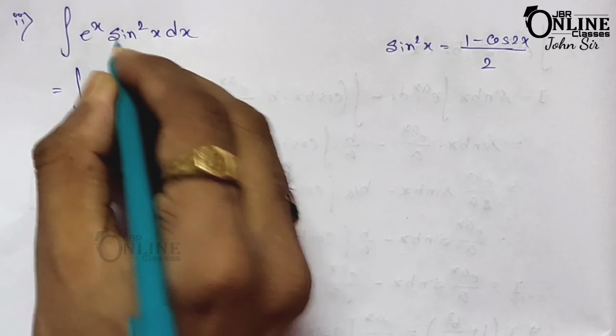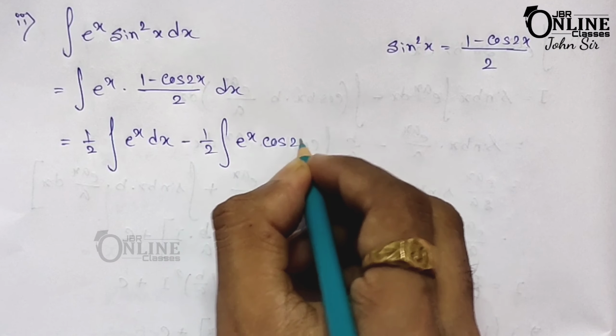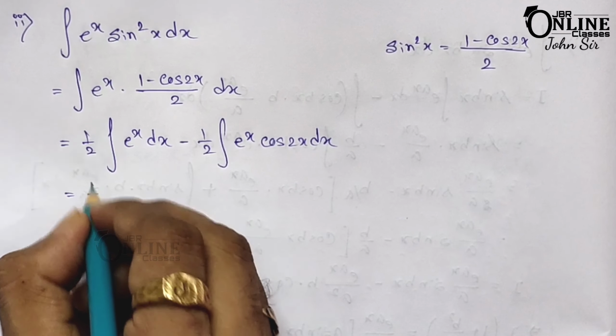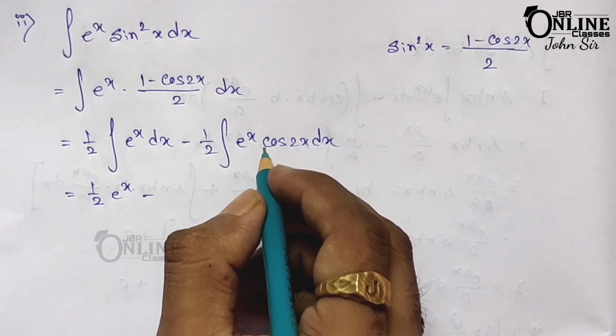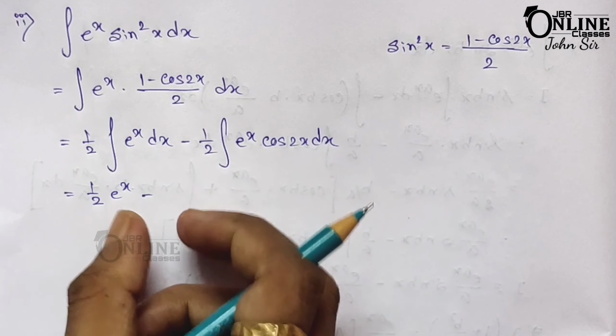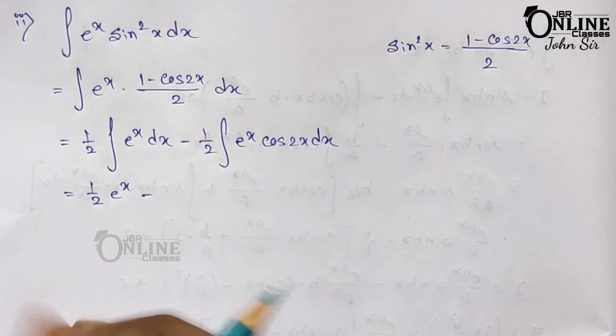The next one, half will be there again, and e to the power x cos 2x. For the first one it will be very easy, e to the power x only, and for the second one, half e to the power x cos 2x. So first, half integration e to the power x cos 2x, let that one equal to I2. Okay, that one equal to I2. So write down I2, integration e to the power x cos 2x dx, with half also.